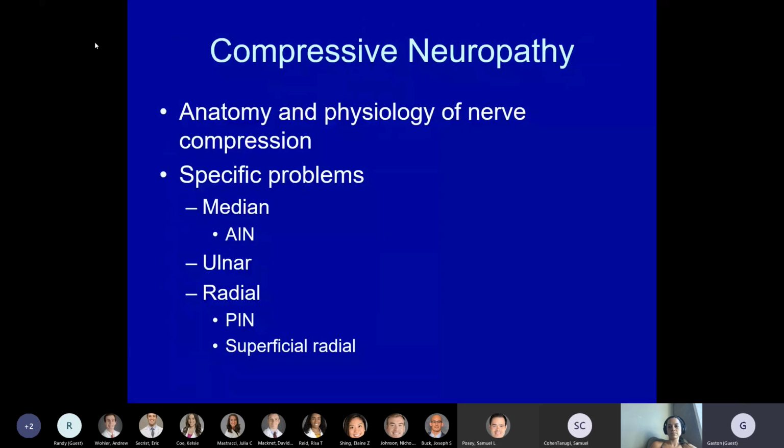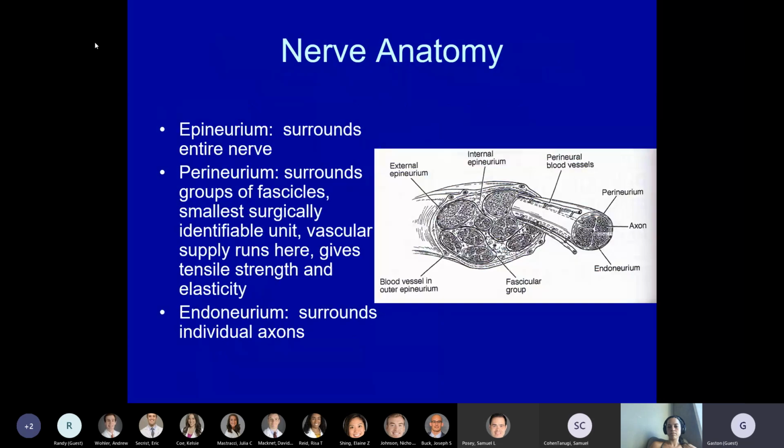We'll start off with compressive neuropathies. I think this is really important to know in general, but some of it's been less discussed on OITE, but they've had a lot on carpal tunnel recently. So we'll go through kind of each one of these.